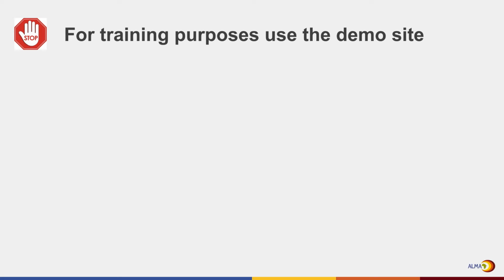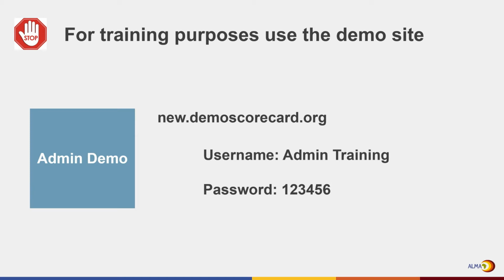For training purposes, use the demo site. We have created an admin demo site, which you can access by going to new.demoscorecard.org. The username is admin training with a space between admin and training, and the password is 123456.